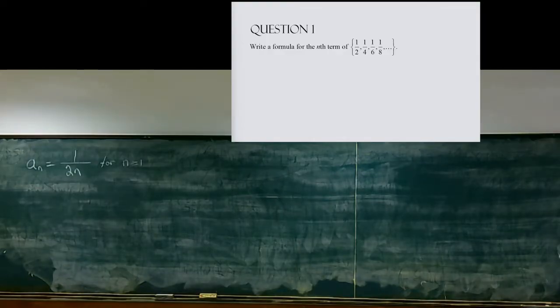With this, if I now say, what is the 832nd term? You could easily figure it out. It's 1 over 2 times 832, which would be, what, 1664? 1 over 1664?